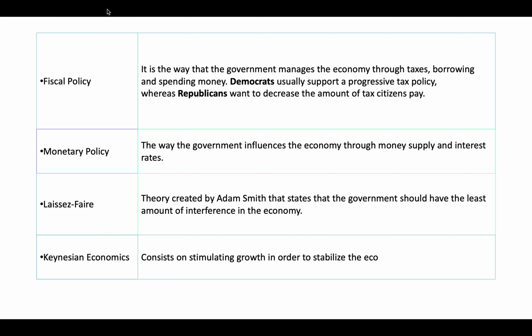Okay, major terms you have to know. First one is fiscal policy. I've already taught you fiscal policy. We're going to add a little bit more layer of complexity to it. Fiscal policy is how much the country makes and spends in 12 months. It's called revenue and expenditures. You have to know those two terms.